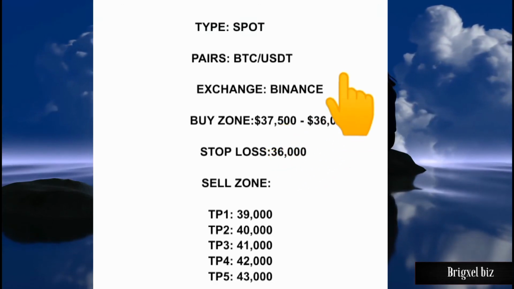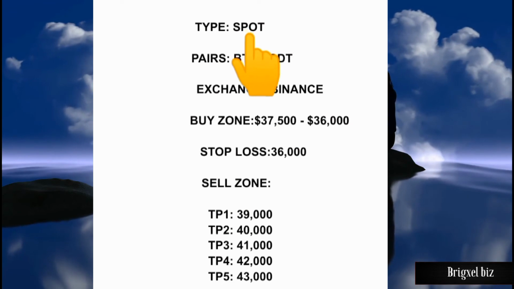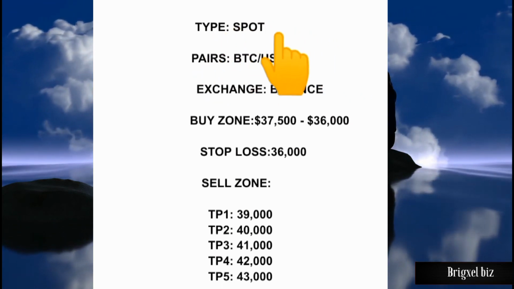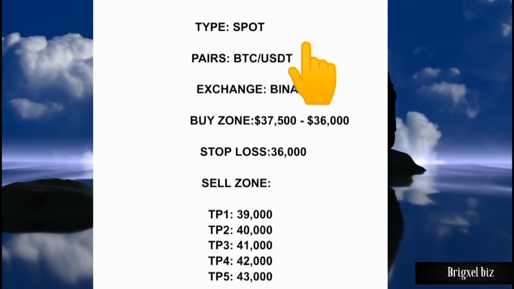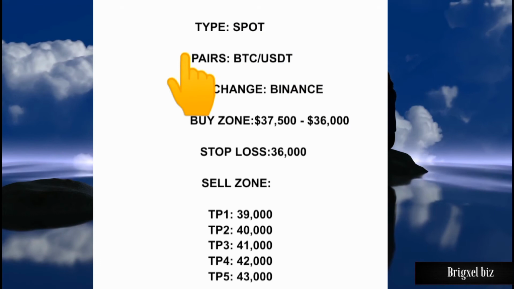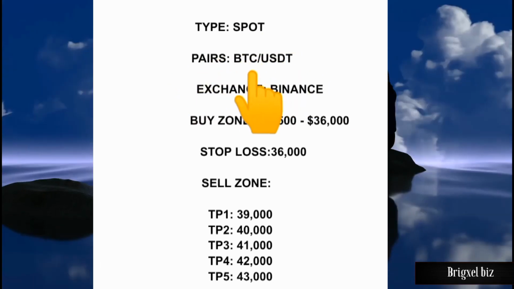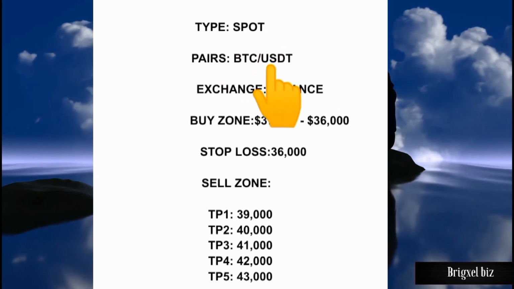A crypto signal would somehow look like this, and worth noticing is that it tells us the market we are going to be trading. As you can see here, it says spot market. The next thing to notice is that it tells us the cryptocurrency pairs we're going to be trading, and in this case we're trading BTC/USDT.